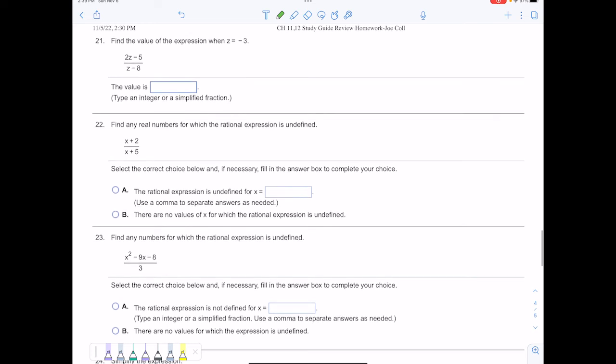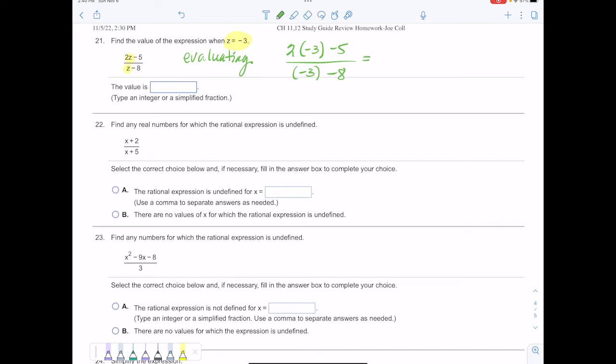For number 21, we need to find the value of the expression with z equals negative 3. Remember, we call this evaluating. Evaluating means just replace the variable with the number that they give you. So here it tells me z is negative 3. So everywhere there's a z, I'm going to plug in a negative 3. So I'm going to have 2 times negative 3 minus 5, and then negative 3 minus 8. Notice anytime I substitute, I put it in parentheses.